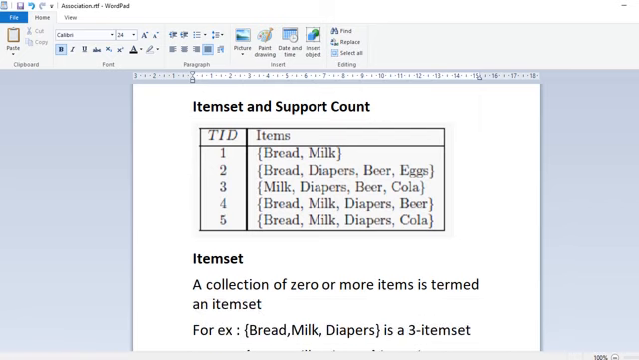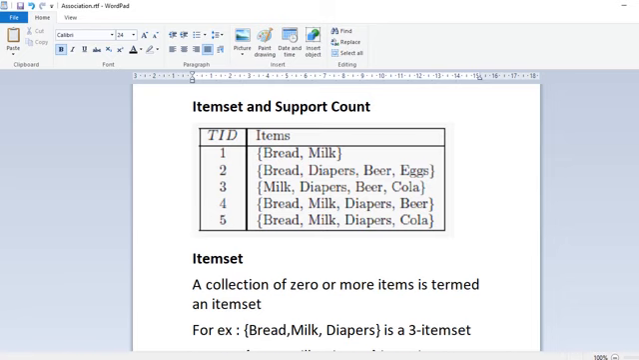So let us consider I a set. I is equal to I1, I2, up to Id, be the set of all items in a market basket data, and capital T is equal to T1, T2, T3 up to Tn be the set of all transactions. So each transaction Ti contains a subset of items chosen from I.